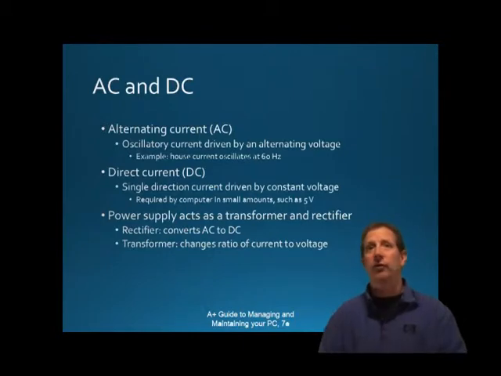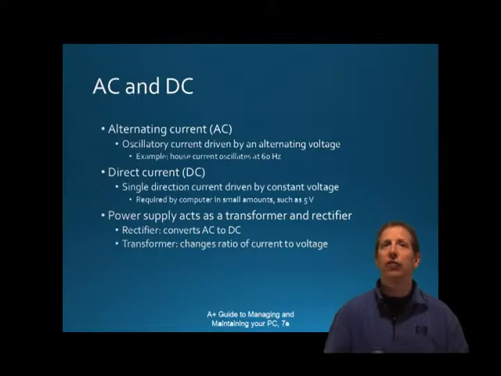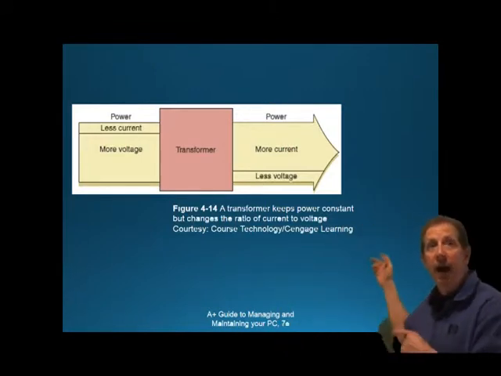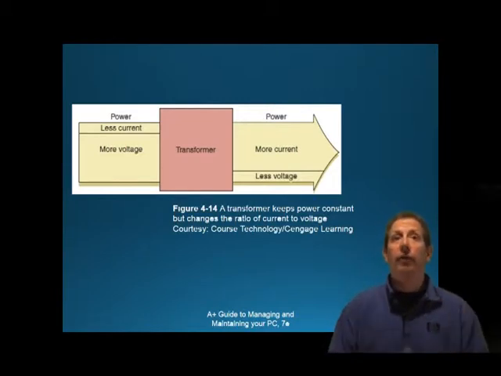Now, a transformer is a device that changes the ratio of voltage to current. Large transformers reduce the high voltage on power lines coming into the neighborhood to lower voltage before the current enters your home. The transformer does not change the amount of power in the closed system. If it decreases voltage, it increases current. The overall power stays constant, but the ratio of voltage to current changes, and it's illustrated here in the figure behind me.